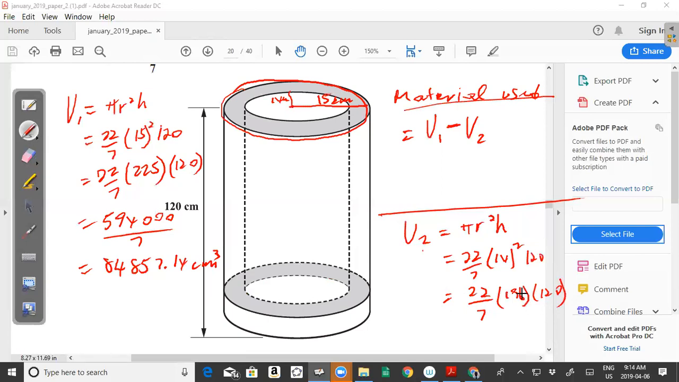So 196 times 22 times 120, which is 517,440 divided by 7. So it's going to give me, let me write it over here, 73,920. All right, so if I subtract these two volumes, this is going to be volume one minus volume two, so the 84,857.14 minus 73,920, all right, on my calculator.